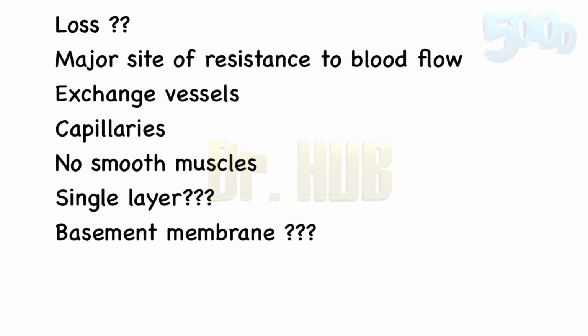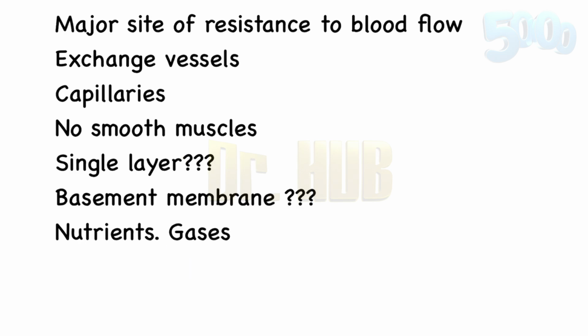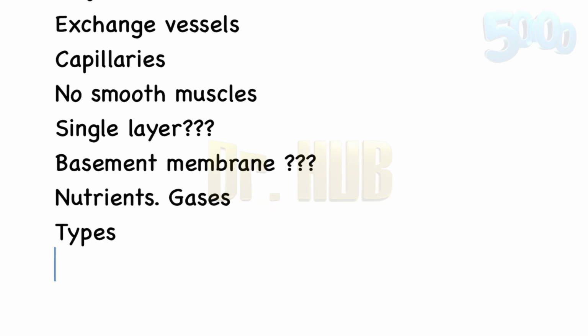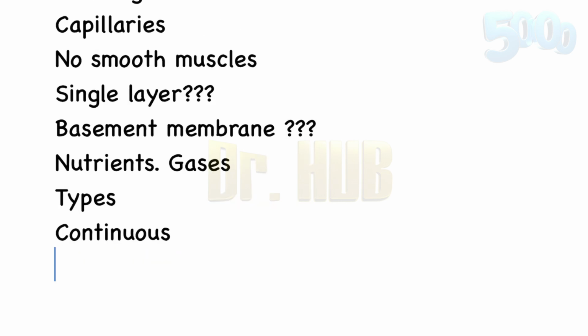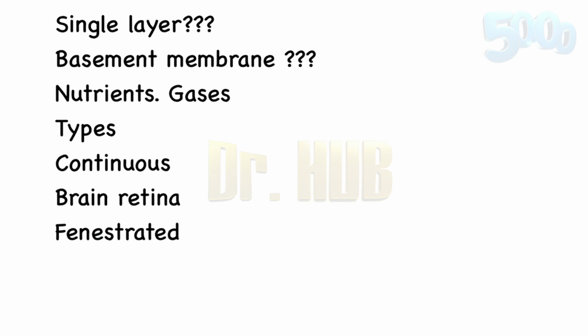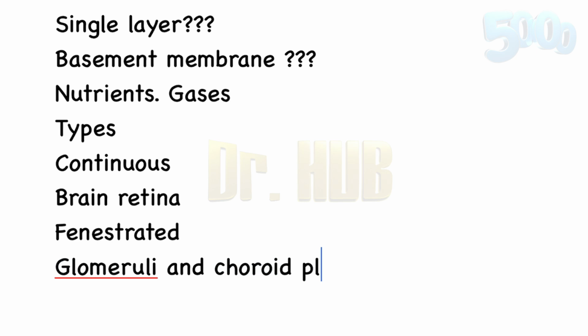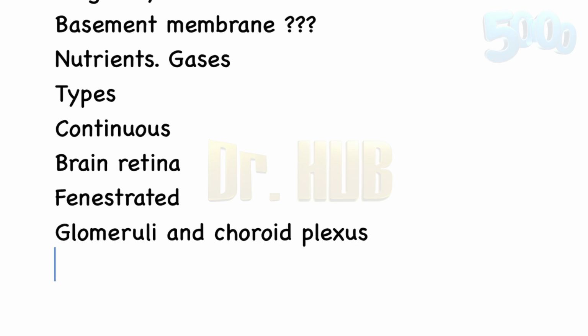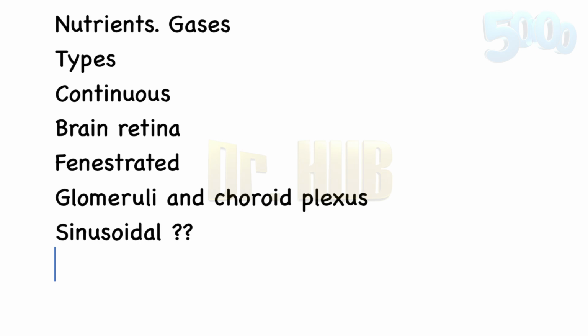It forms a site of exchange of nutrients, water, as well as gases. Now, what are the types of exchange vessels? The continuous type includes the brain and retina, and they have tight junctions. Then the fenestrated type: what is meant by fenestrated? There is presence in the glomeruli and also in the choroid plexus. Then comes the sinusoidal type, which includes the spleen and the liver.